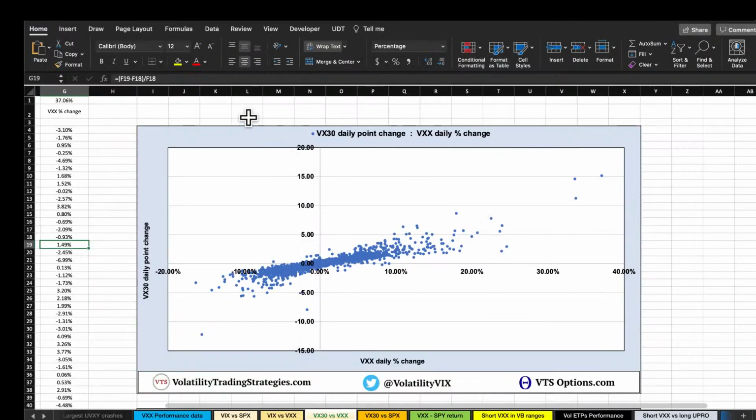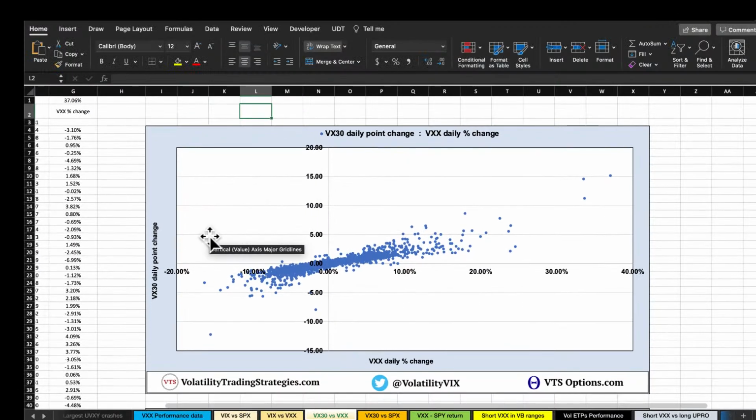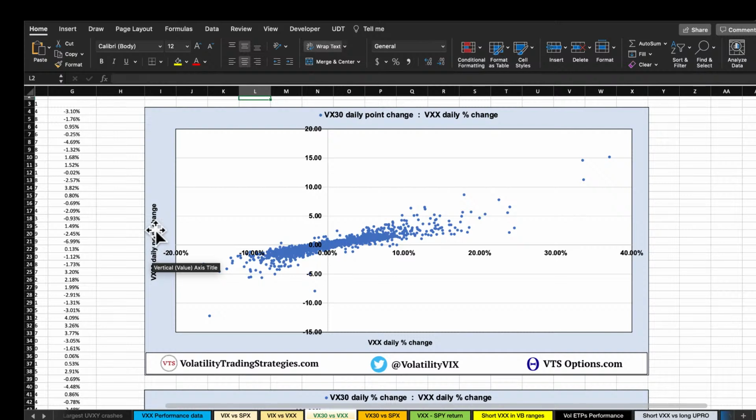But when we look at the VX30, and we first of all compare the VX30 daily point change to the VXX daily percent change, very good data set. Obviously, these things are very, very related to one another, right? One of them is basically tracking the other, more or less. There are differences and a complex calculation, but yes, we should see a very strong data set.